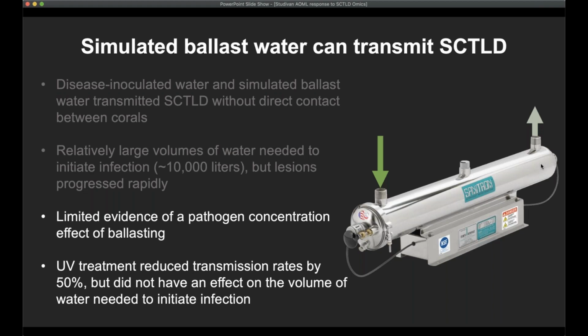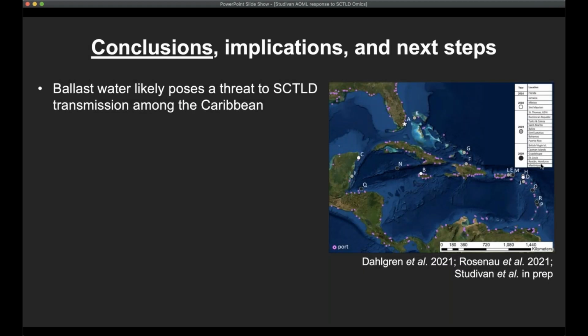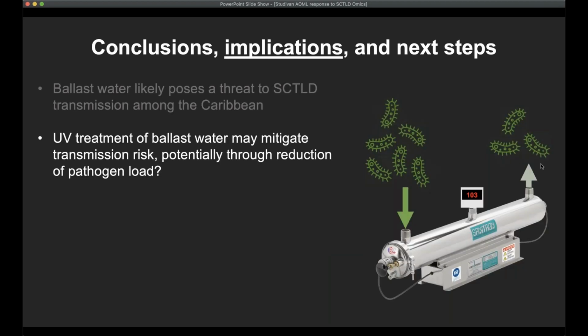We're not sure why this is happening, but I think we need to do some more work into this and specifically use some omics technologies so that we can look at the composition and abundance of microbes in these disease-exposed waters, as well as in our treated water. From this experiment, it seems clear that ballast water is posing a threat to SCTLD transmission among the Caribbean, but I think there's some silver lining here.